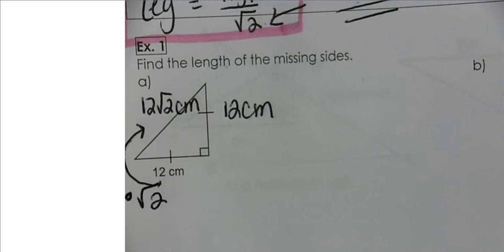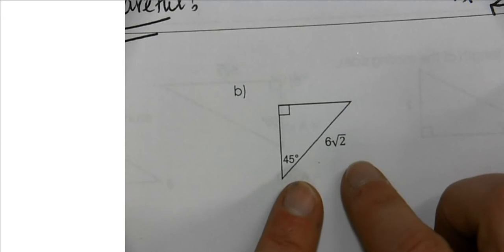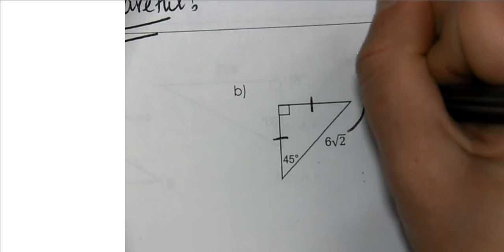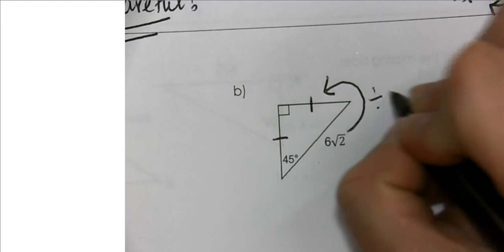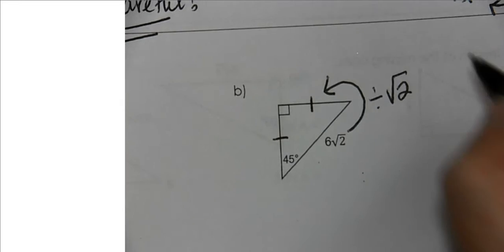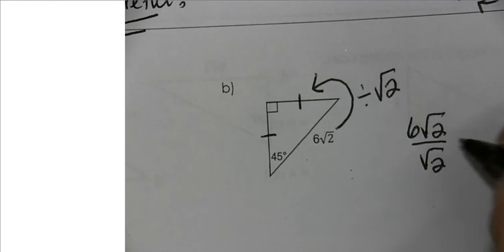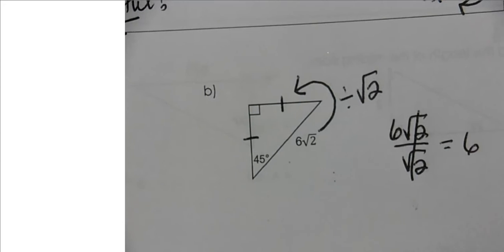Let's go ahead and look at letter B. For letter B, I know the hypotenuse this time, but what I do not know is my legs. So if you know the hypotenuse and you want to find the leg, you take the hypotenuse and divide it by the square root of 2. So I'm going to take 6 square roots of 2 and divide it by the square root of 2. The square roots of 2 eliminate, leaving us with just the number 6. So that means that each of my legs is 6.